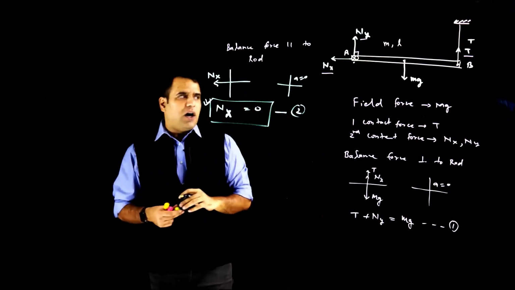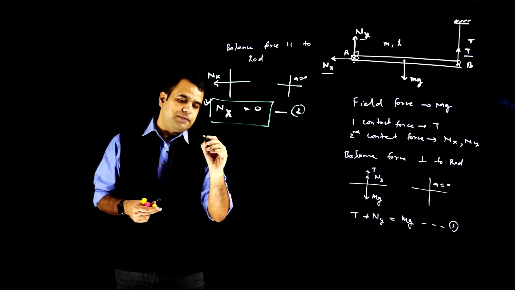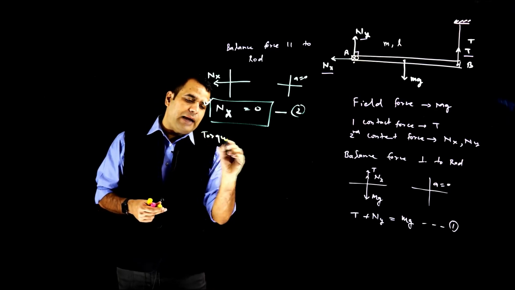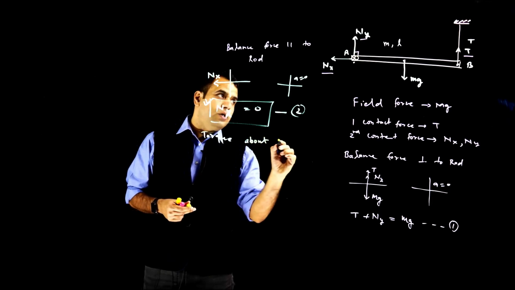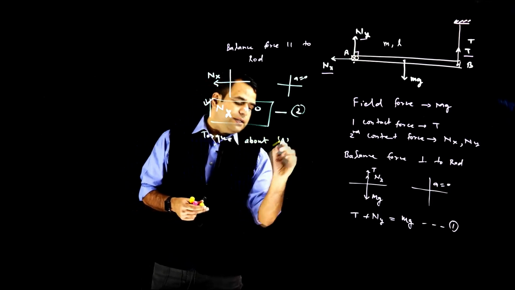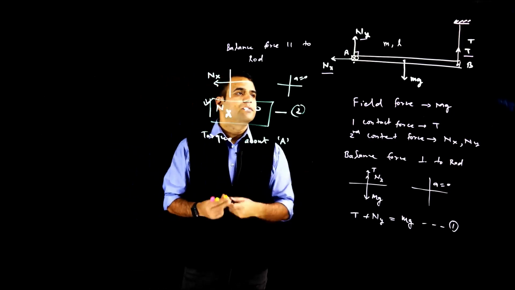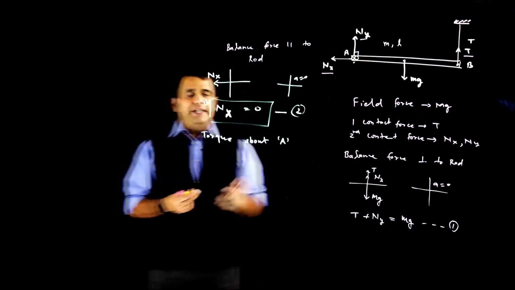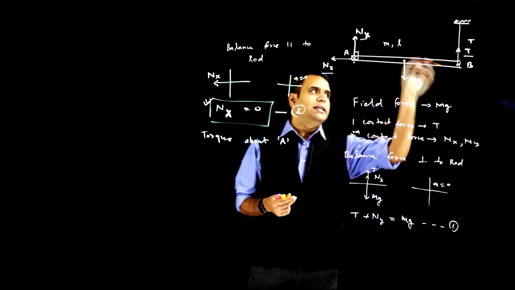So I'll be taking the torque on the body about point A. I'll be calculating the torque about point A. So about point A, if you see, in total there are 4 forces. There is Nx, there is Ny, there is mg, and there is T.